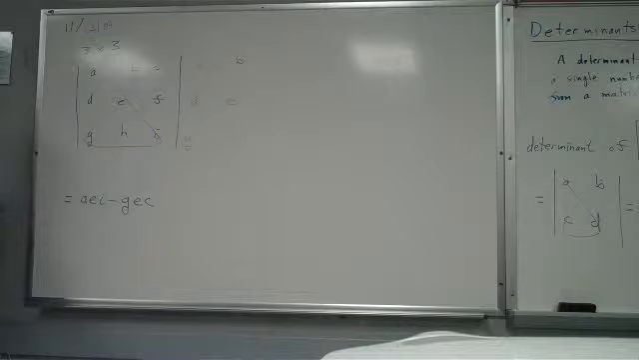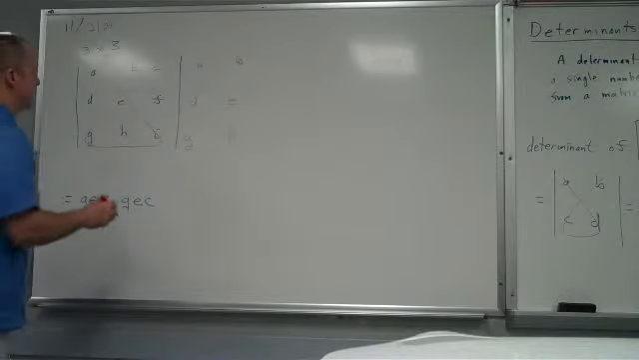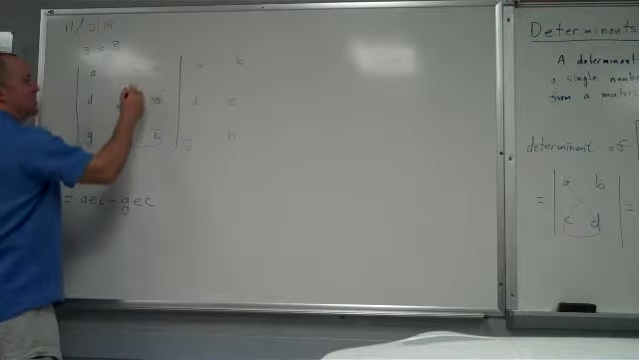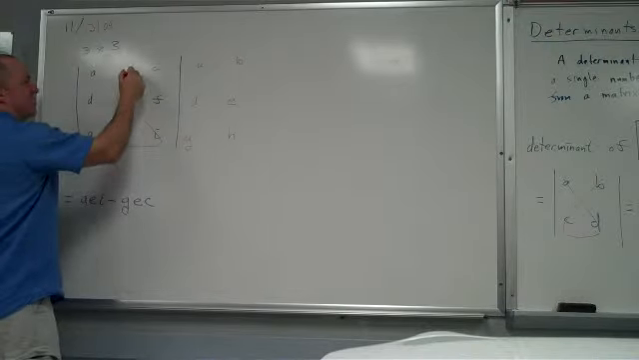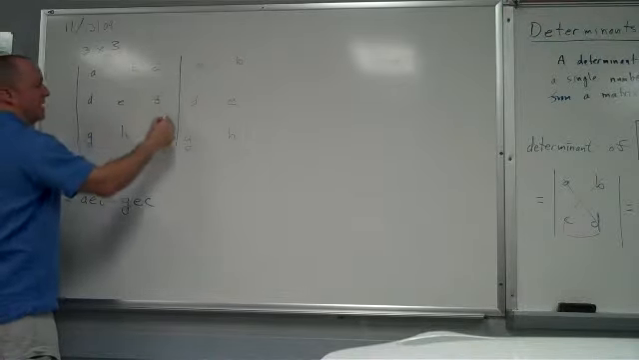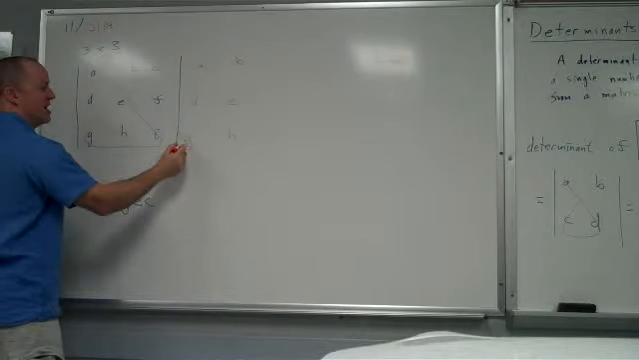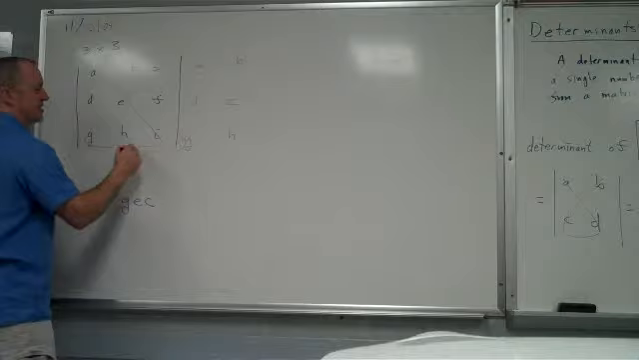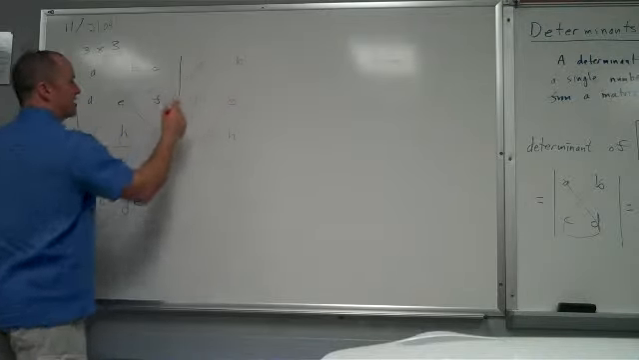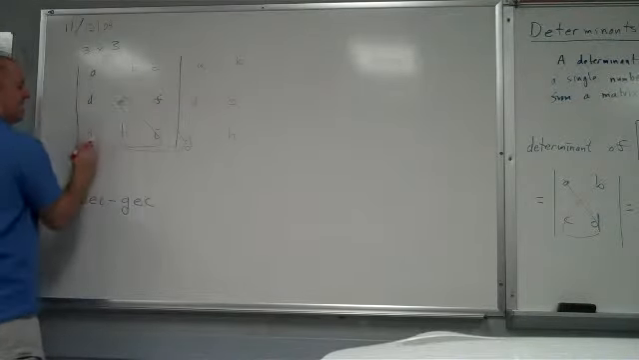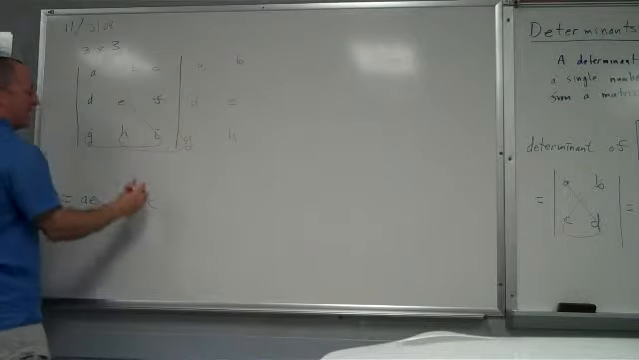Then, but wait, there's more. Then I do the same thing 2 more times. I take the product of this diagonal, BFG, see I've gone outside my matrix, that's why I drew these columns, and from that I subtract the product of this diagonal, the second one going up from the bottom.